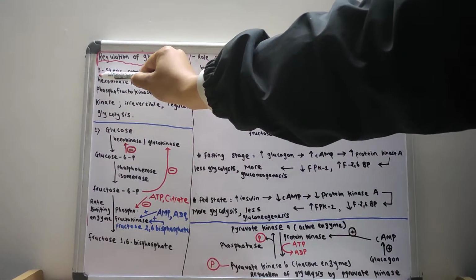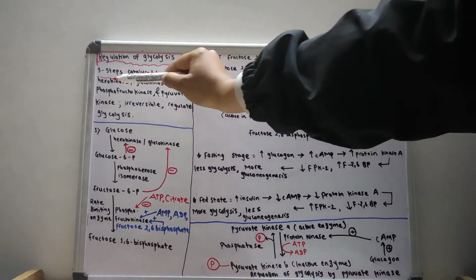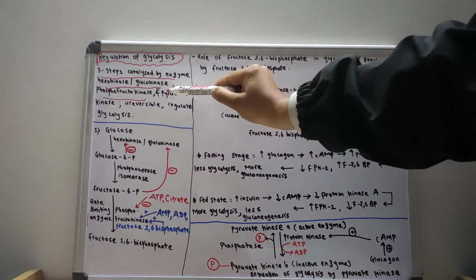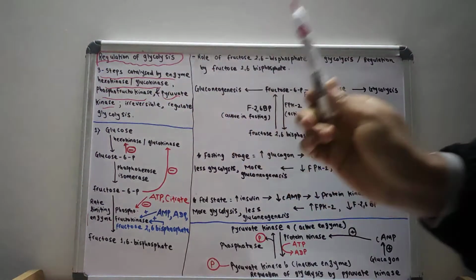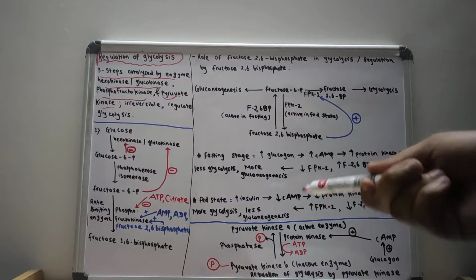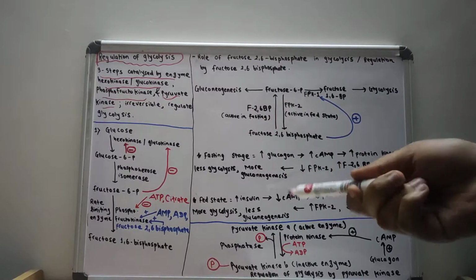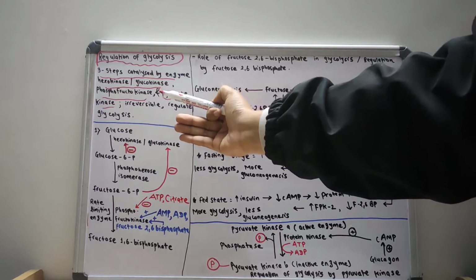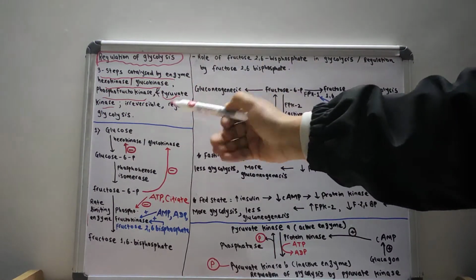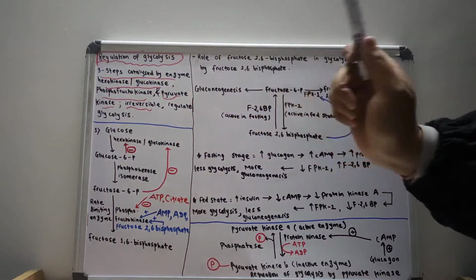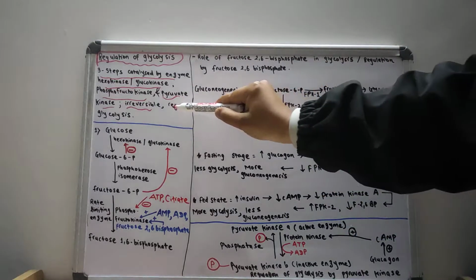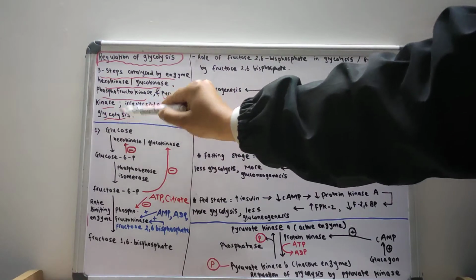The three steps catalyzed by the enzymes, mainly hexokinase or glucokinase, phosphofructokinase and pyruvate kinase. You have to know that these three reactions, which are catalyzed by these enzymes, hexokinase or glucokinase, phosphofructokinase and pyruvate kinase, are irreversible. So these irreversible steps mainly regulate glycolysis.